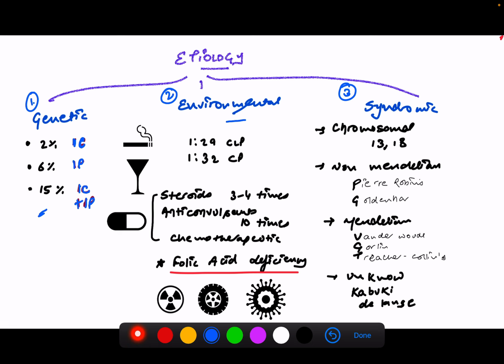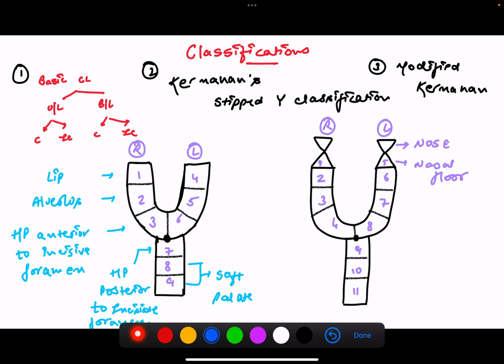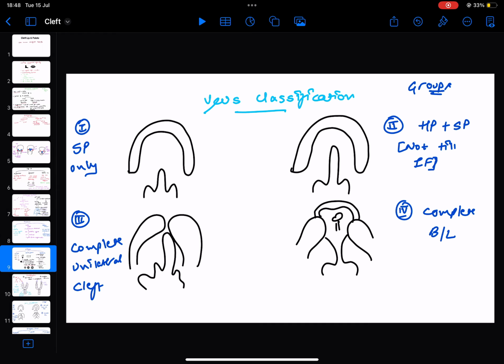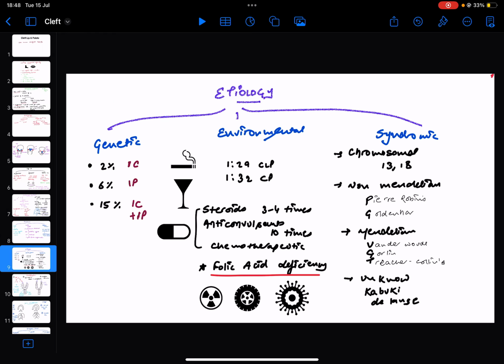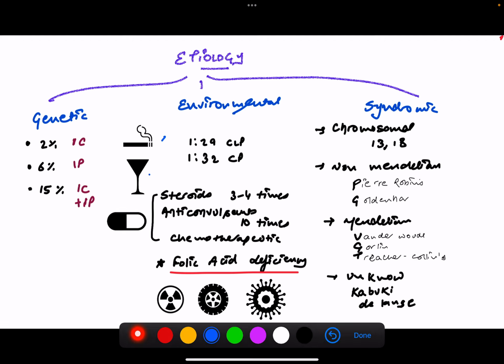For the environmental causes, there is maternal smoking and also alcohol consumption. Smoking increases the chances of cleft lip and palate by 1:29 and 1:32 for cleft palate patients. Also, medication usage like steroids, for example prednisolone.